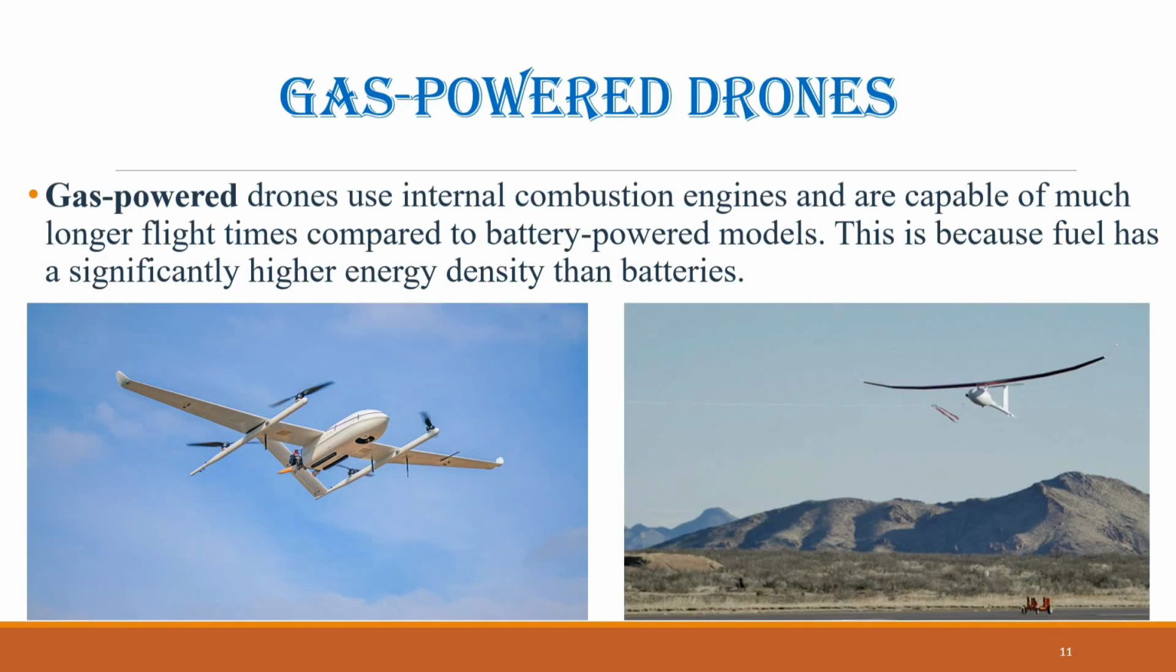Gas-powered drones. Gas-powered drones use internal combustion engines and are capable of much longer flight times compared to battery-powered models. This is because fuel has a significantly higher energy density than batteries. These drones are commonly used for long-distance missions and are often designed with fixed wing configurations to maximize efficiency. They can operate for many hours or even days, making them suitable for applications such as large-scale surveillance and data collection.